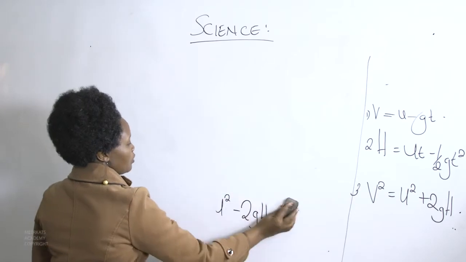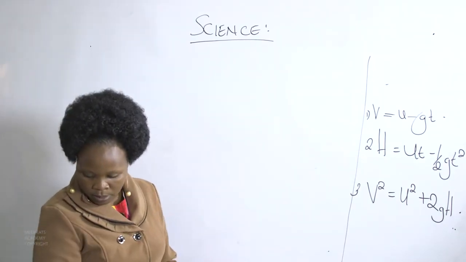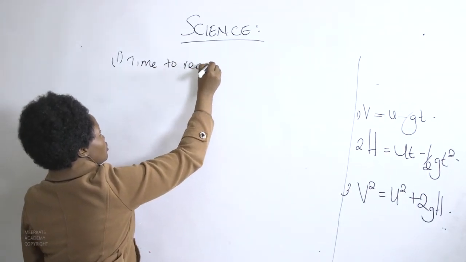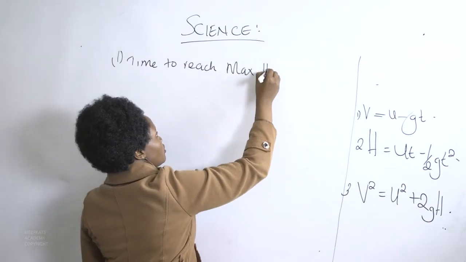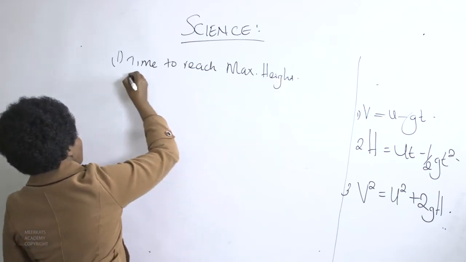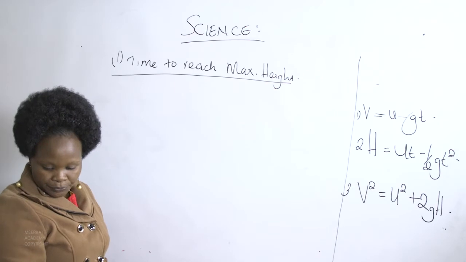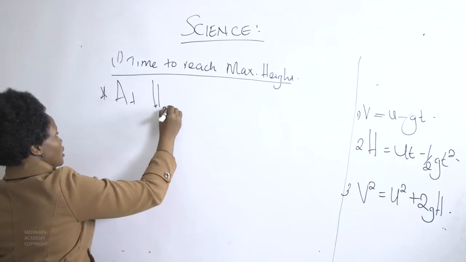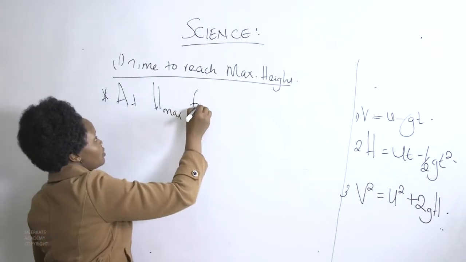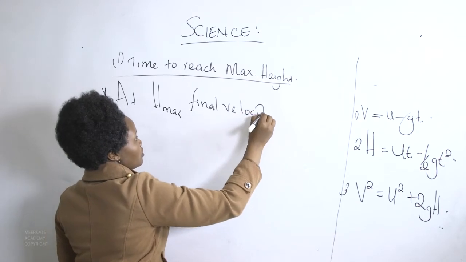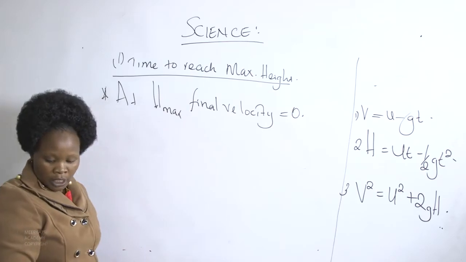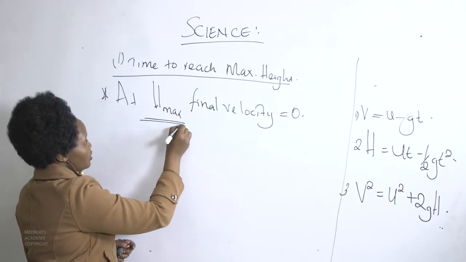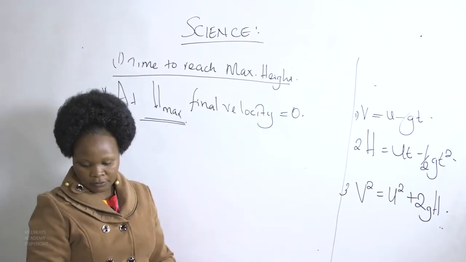Now, let us start by the first one, which is the time to reach maximum height. The time to reach maximum height. And it is worth noting that at maximum height, final velocity reduces to 0. That when we want to claim that our body that we have projected upwards has reached maximum height, it means that the body will attain 0 velocity.